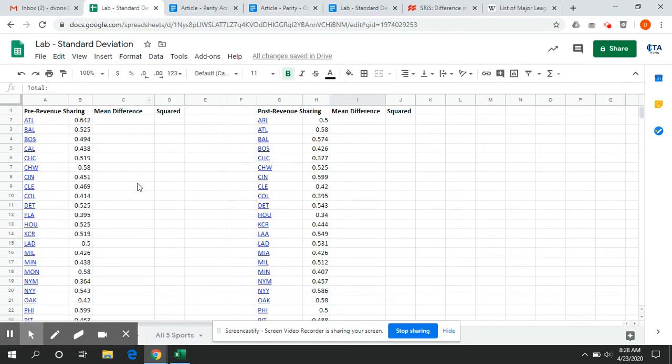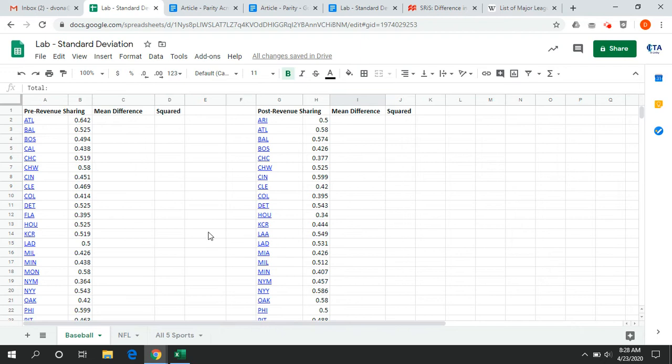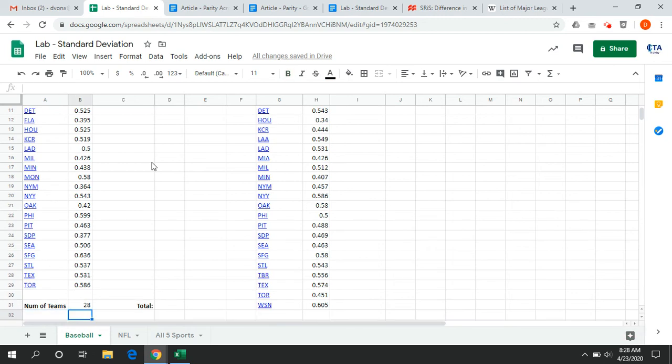So the spreadsheet you have today has a few different things going on. There's a baseball tab, an NFL tab, and then an all 5 sports tab. So we're going to start here with the baseball tab and use that as our example. And then the lab is going to involve you using the NFL and the all 5 sports tab. So what we have here are winning percentages from baseball.